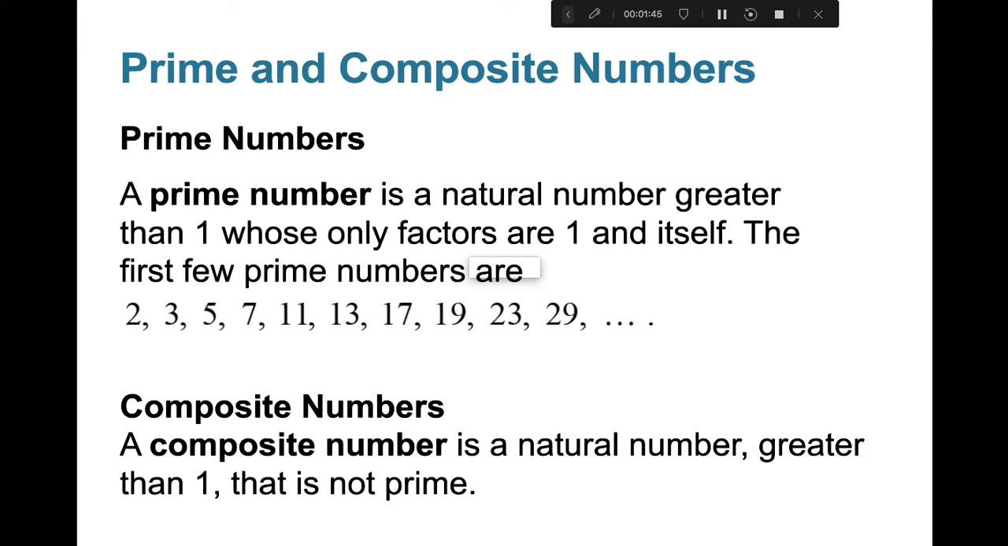A prime number is a natural number greater than 1 whose factors are only 1 and itself. You guys know that, right? A prime number only has the factors of 1 and itself. It cannot be divided by any other number. So when we talk about prime factorization of a number, we're talking about a composite number that is written as a product of its prime numbers. We might get to that on another slide, so you can write it down.